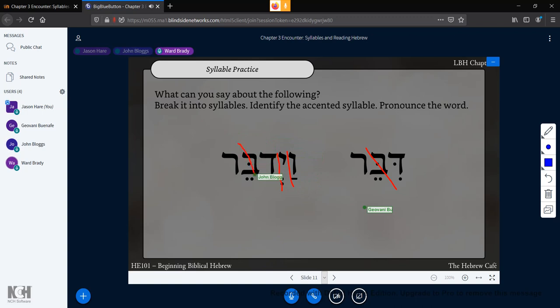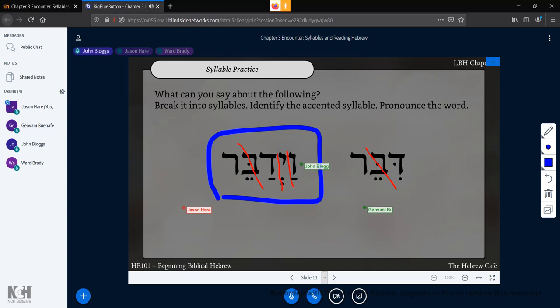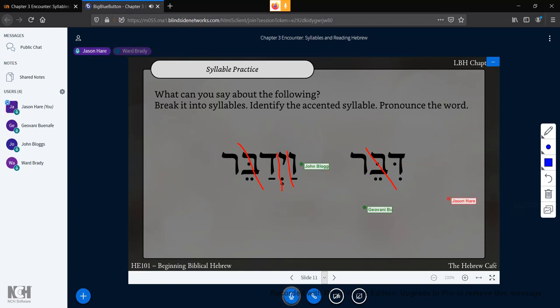How would you say this one? Vayedaber. The shva is like the shortest vowel. Vayedaber, and he spoke. This is so common in the Bible. And God spoke unto Moses, saying: Vayedaber Adonai el Moshe lemor. And he spoke to Moses, the word spoke.